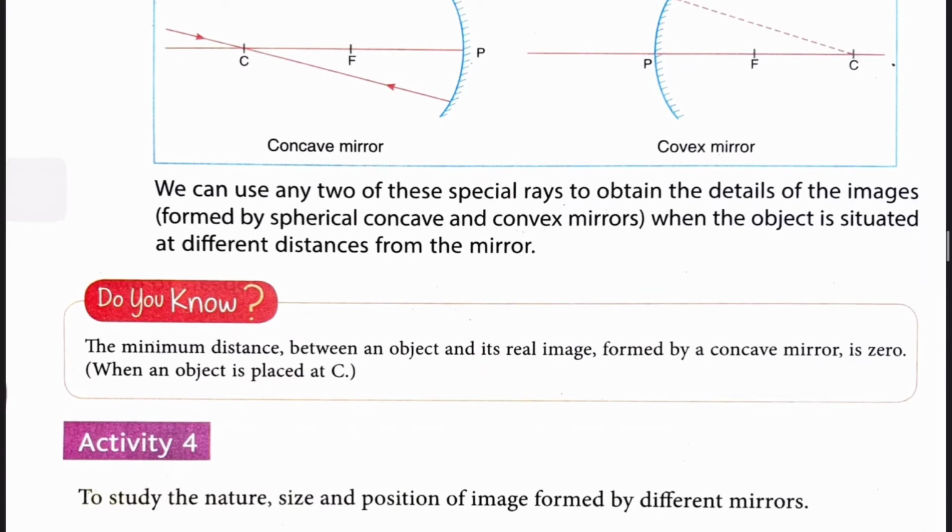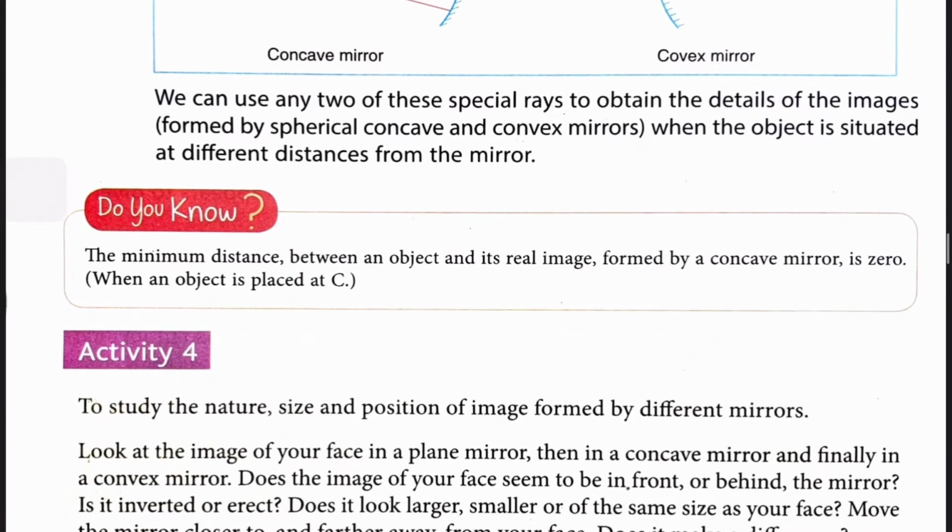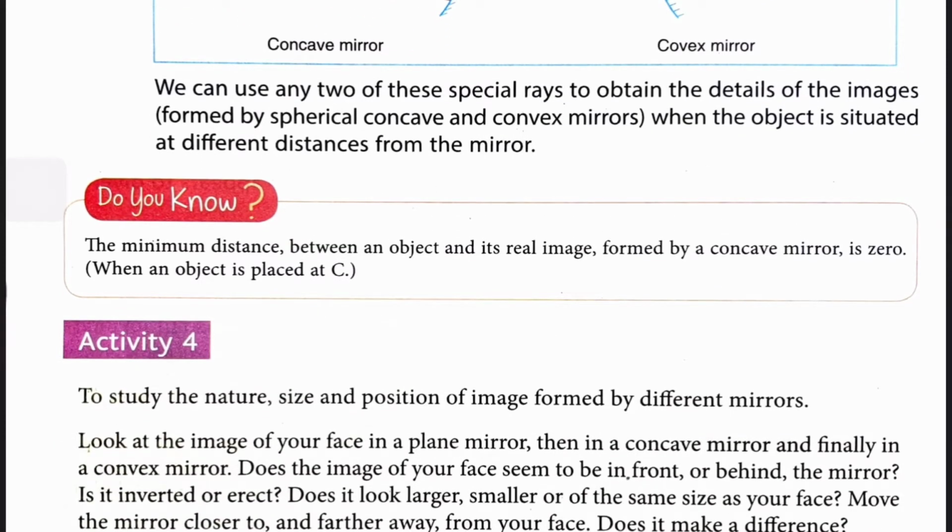We can use any two of these special rays to obtain the details of the image formed by spherical concave and convex mirrors when the object is situated at different distances from the mirror. Do you know the minimum distance between an object and its real image formed by a concave mirror is 0 when an object is placed at C.